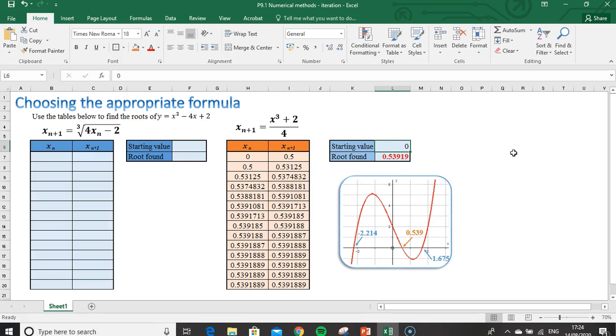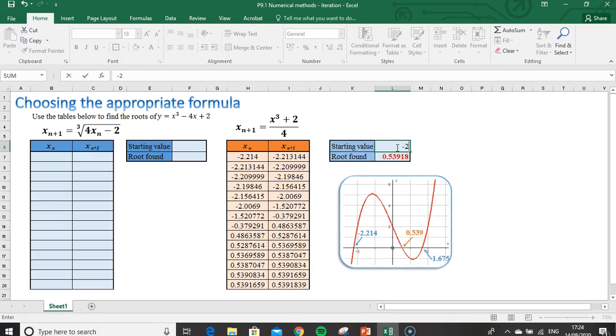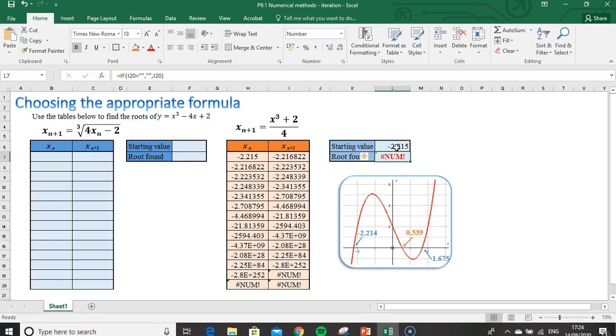And the same thing will happen if we go for this table here. So let's pick a starting value. We've seen if we start at 0, it's going to go straight to this root here. Let's try and make it find this bottom root. So let's go for minus 2.214 and see what happens. Look at that. It's gone straight to the middle root again. Let's go a little bit lower than that. So let's go minus 2.215 and see what happens. Okay, well, that's all bizarre.